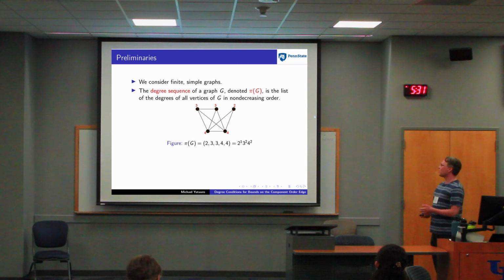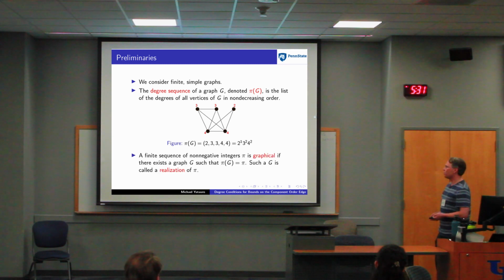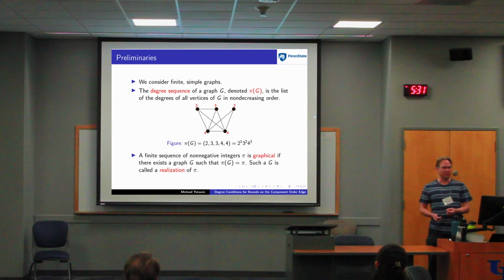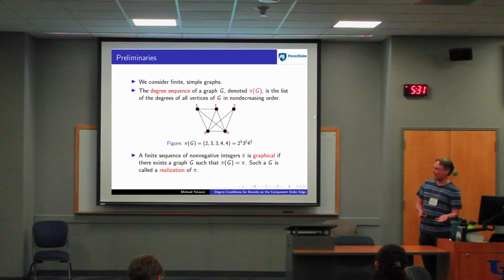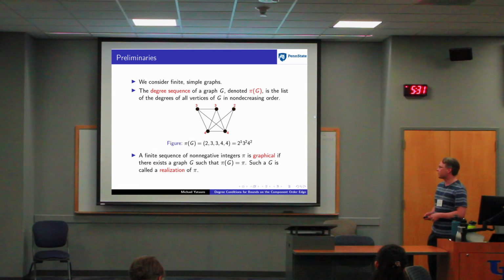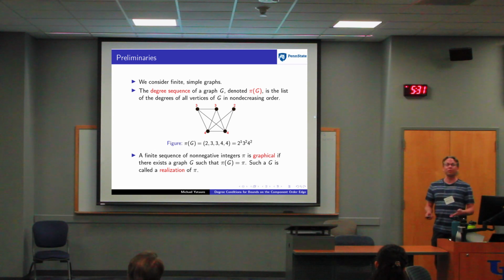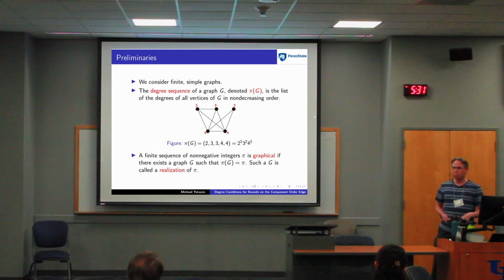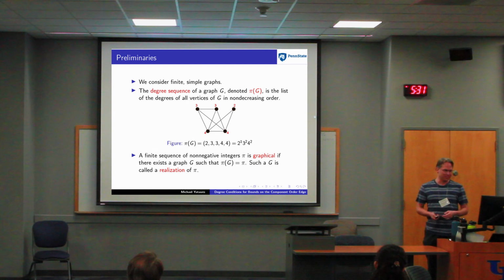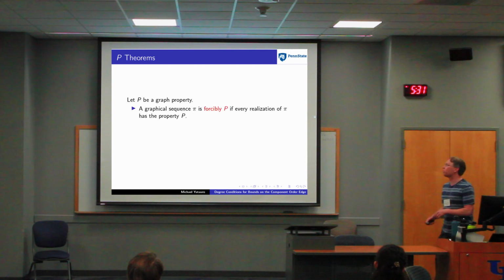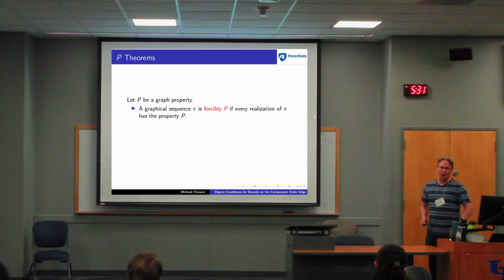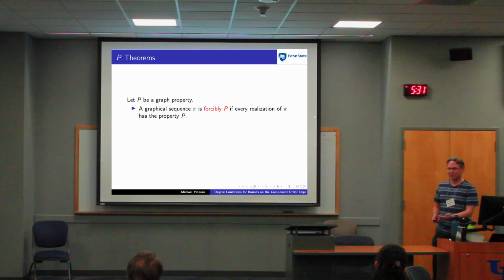Also, the terminology graphical, when given a finite sequence of non-negative integers, means that there is a graph that has that sequence as its degree sequence, and we would call such a graph a realization of that particular graphical sequence. So what Michael Ferrara spoke of is potentially having a property, meaning that there was at least one realization.